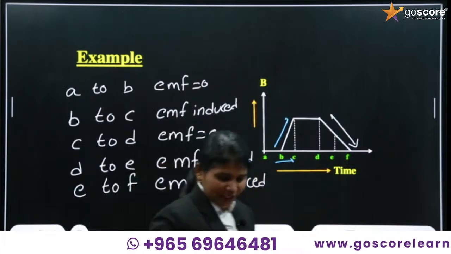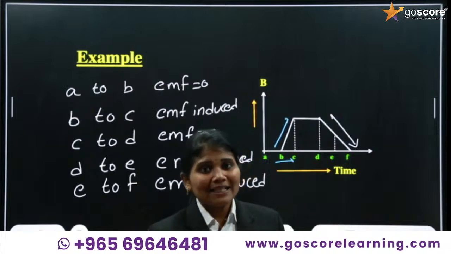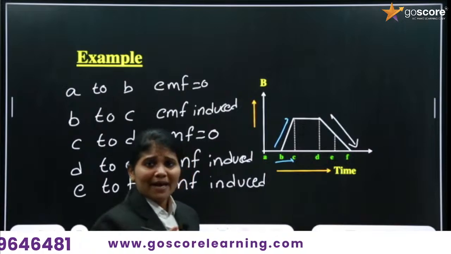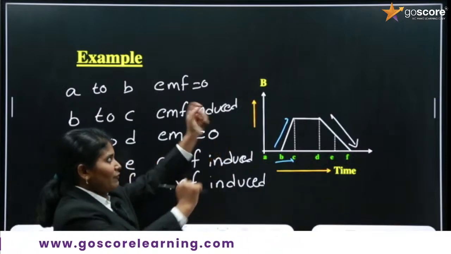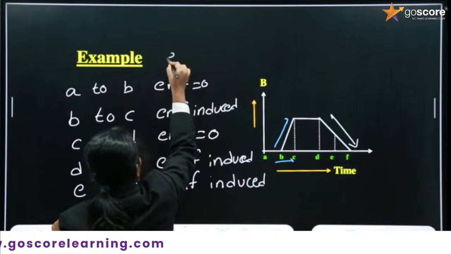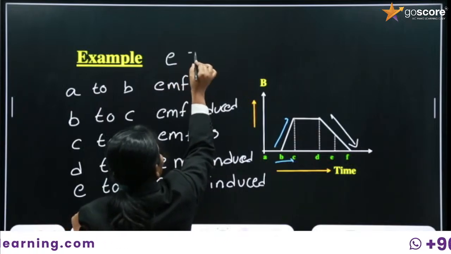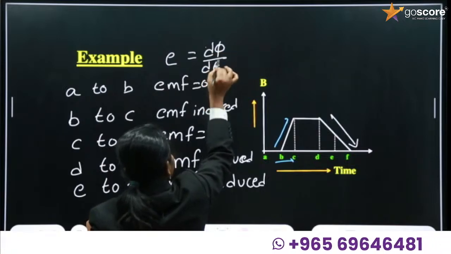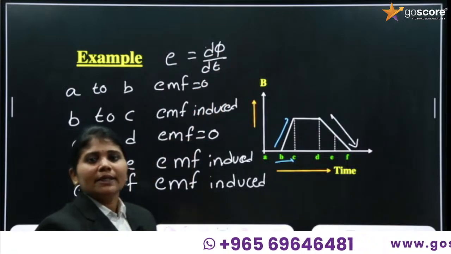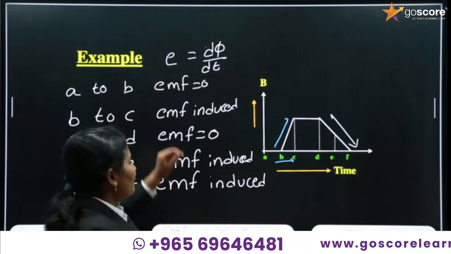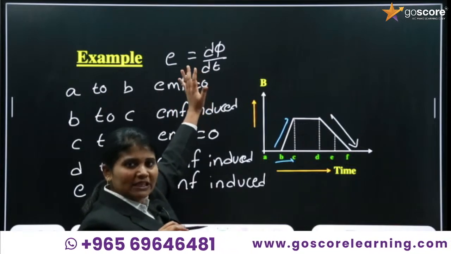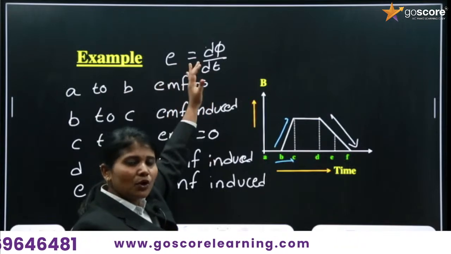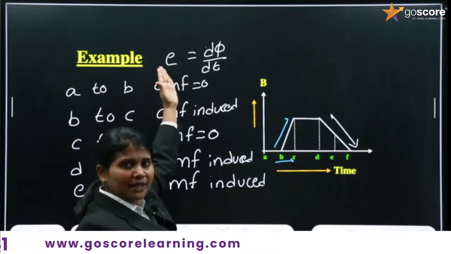My question is, where are we getting the maximum EMF? What is the formula, guys? E is equal to d phi by dt. It means within a less time period, where we are getting the maximum flux change, that point gives the maximum EMF.